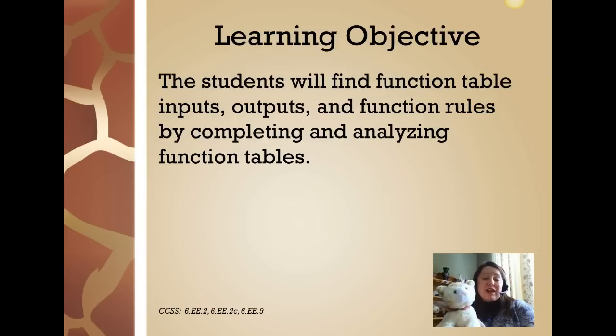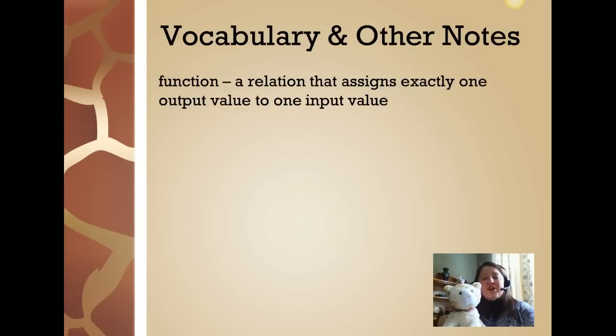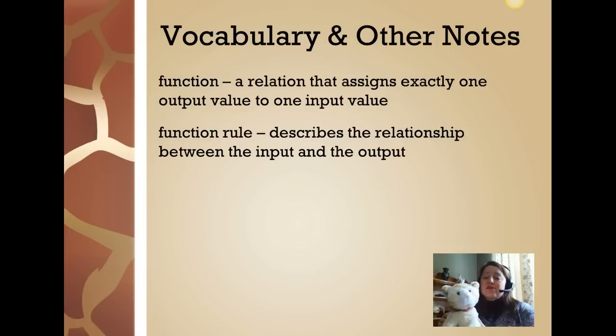Well, I bet there's some vocabulary to go with this lesson, so let's check that out. First, let's start with function. A function is a relation that assigns exactly one output value to one input value. A function rule describes the relationship between the input and the output.